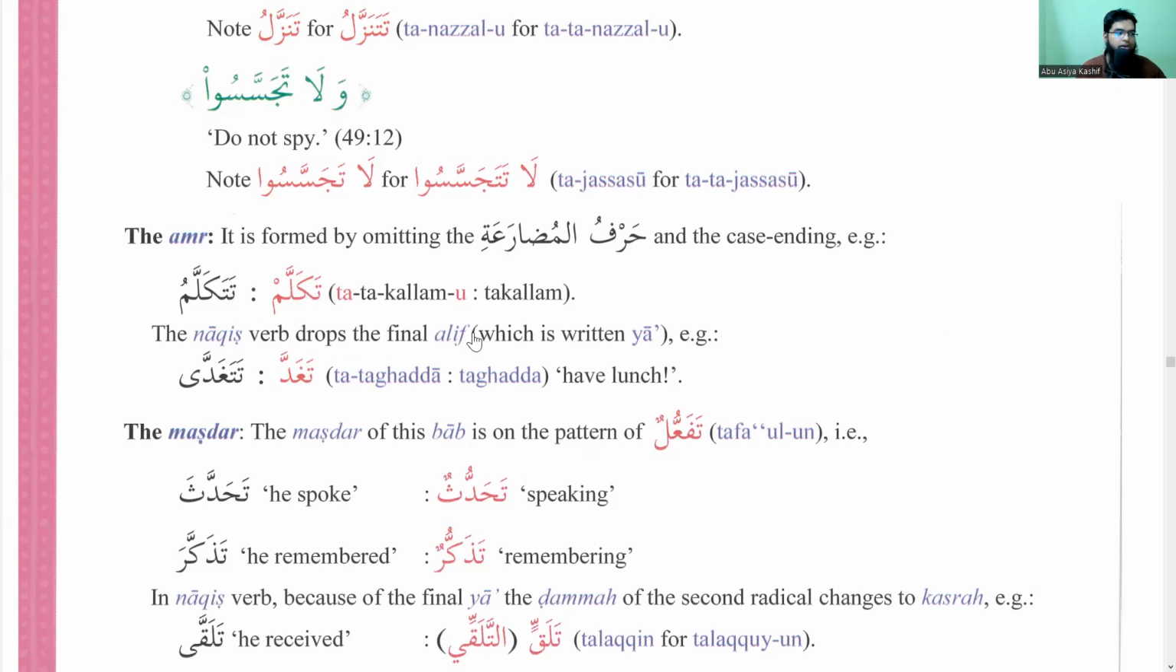The naqis drops the final alif. For naqis, tatagadda, you make it tagadda. Have lunch, tagadda. You drop the weak letter also, like in form 3, like laqa, yulaqi. So tulaqi, meet. Tulaqi was you meet, right? So you can drop the two as well as this. Laqi. Laqi is just meet. Okay. Laqi.